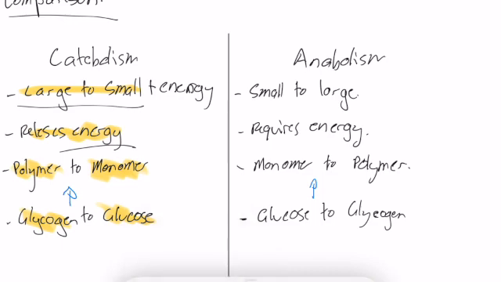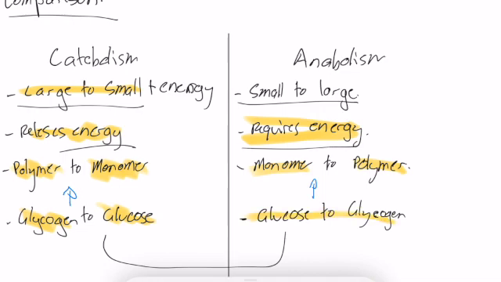Anabolism is small to large. It requires energy. It's a monomer to a polymer. So if we're looking at this same example, it would be glucose to glycogen. It needs energy to occur, and as a consequence, a larger, more complex molecule can be synthesized accordingly.